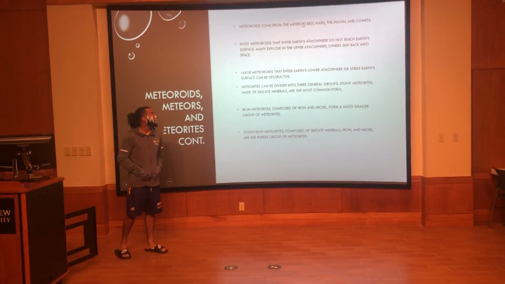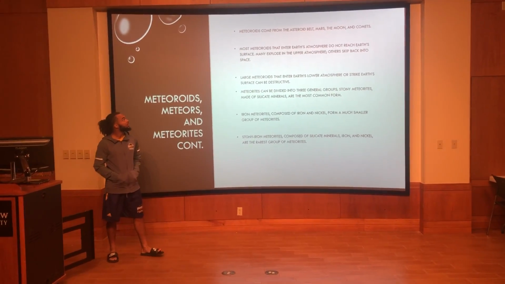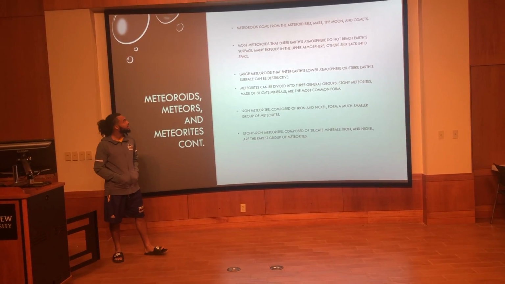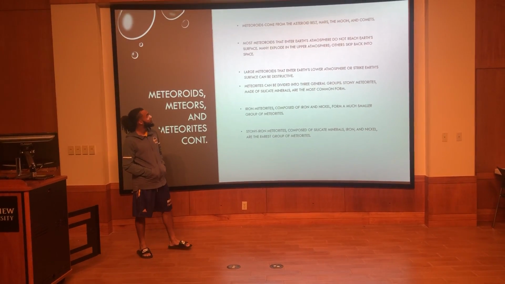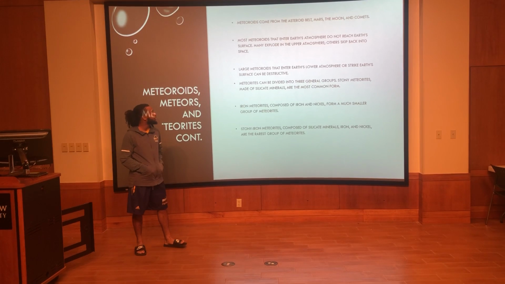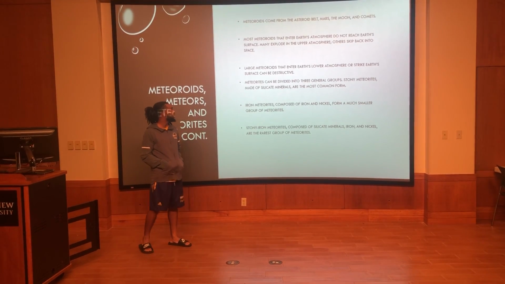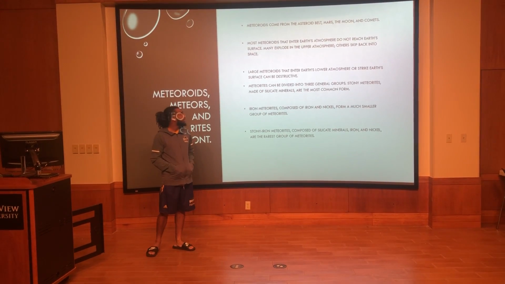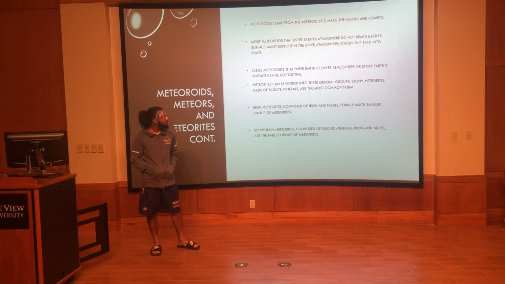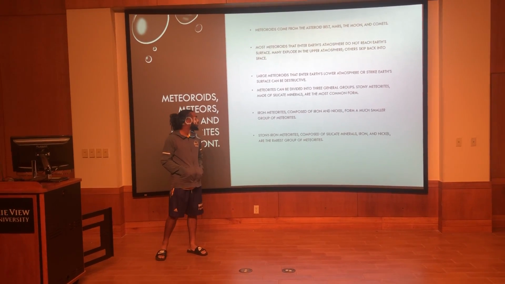Meteoroids come from the asteroid belt, Mars, the moon, and comets. Most meteoroids that enter Earth's atmosphere do not reach Earth's surface. Many explode in the upper atmosphere, others scoot back into space. Large meteorites that enter Earth's lower atmosphere or strike Earth's surface can be destructive.